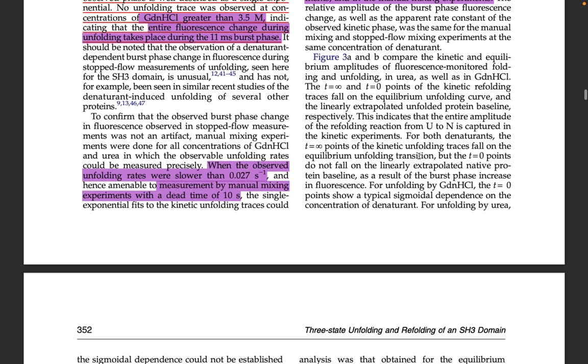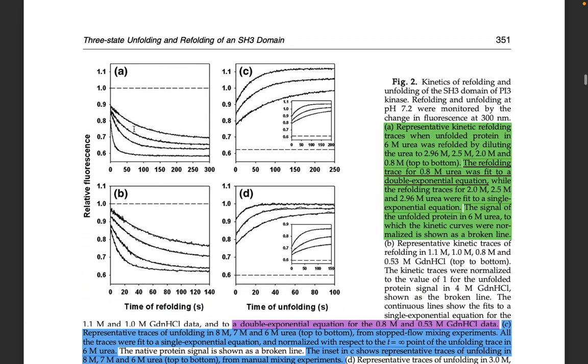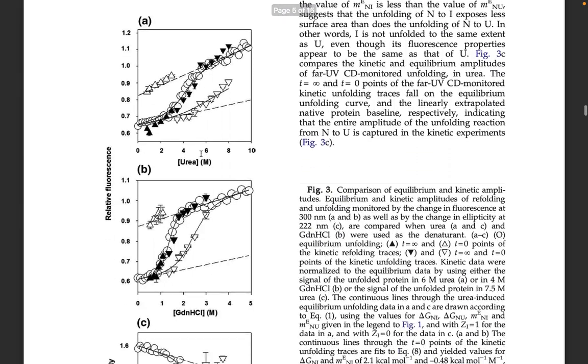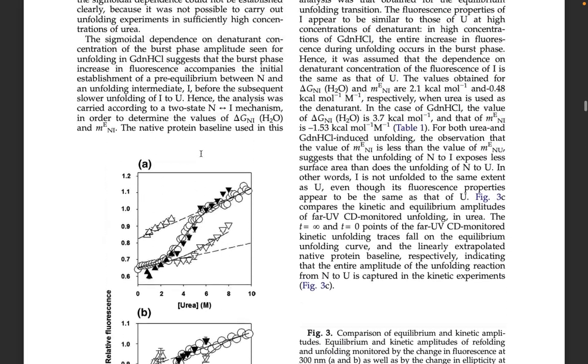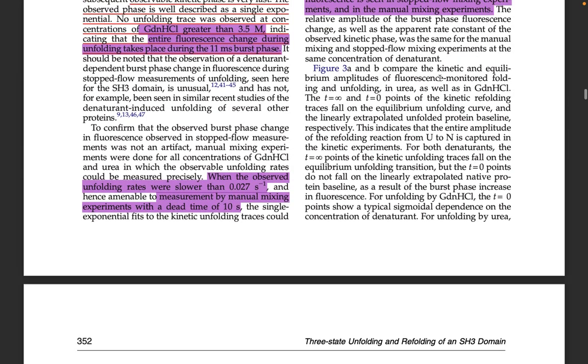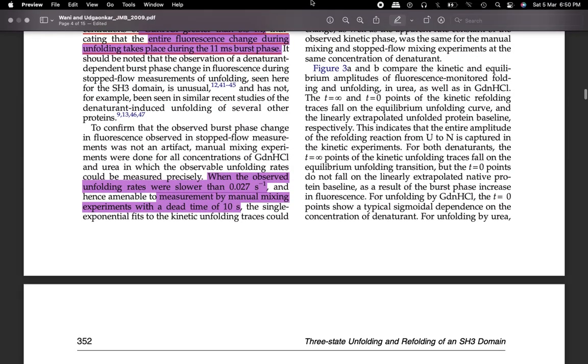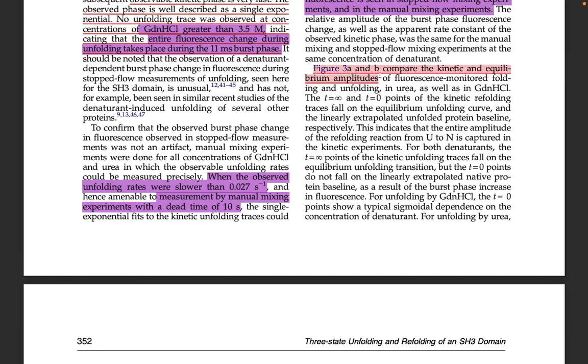Now figure 3A and B compare the kinetic and equilibrium amplitudes of fluorescence monitored folding and unfolding in urea as well as in guanidinium hydrochloride.